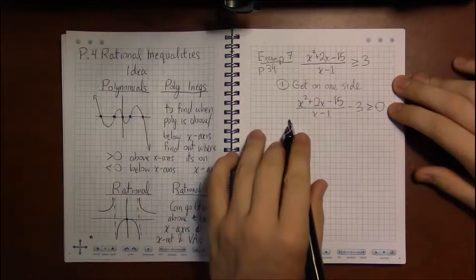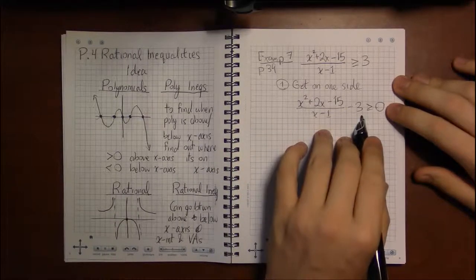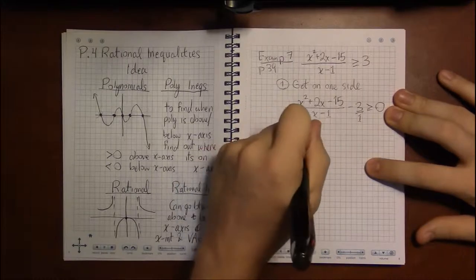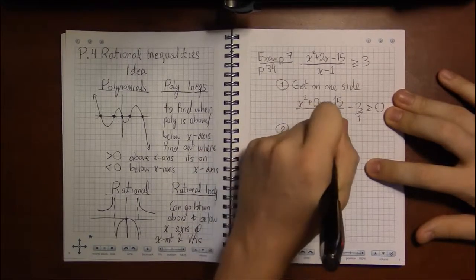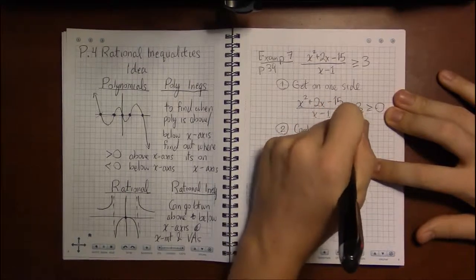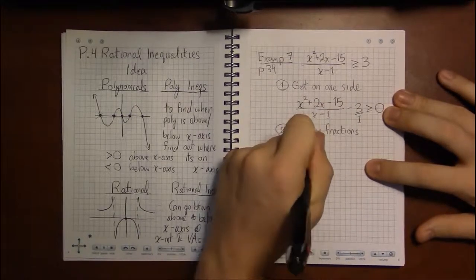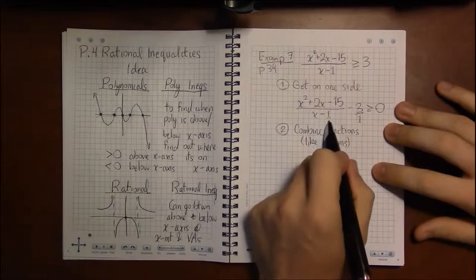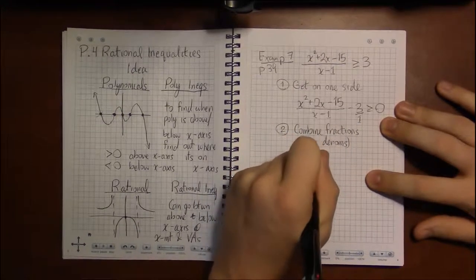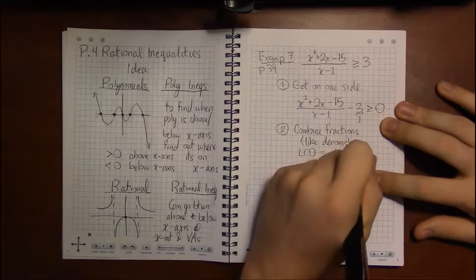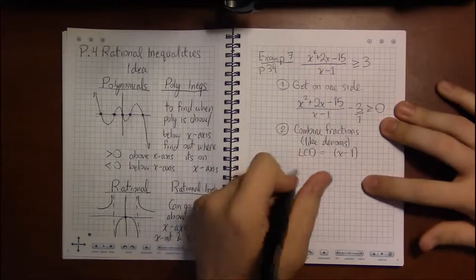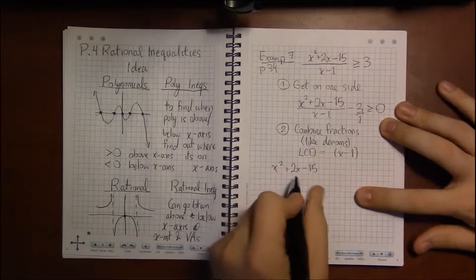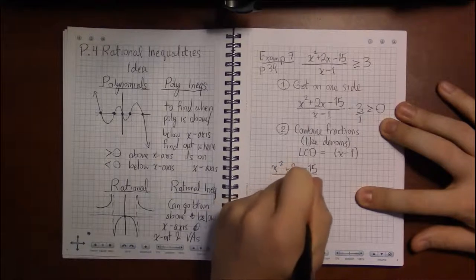In any case, we subtract 3 from both sides, and I'm going to want to put this over 1 because our next step is going to be to combine fractions. We're going to have to subtract fractions in this case, so we're going to need common denominators. In this case, the LCD between x minus 1 and 1 is just x minus 1. So I don't need to do anything to the first fraction, the x squared plus 2x minus 15 over x minus 1. That already has the least common denominator.